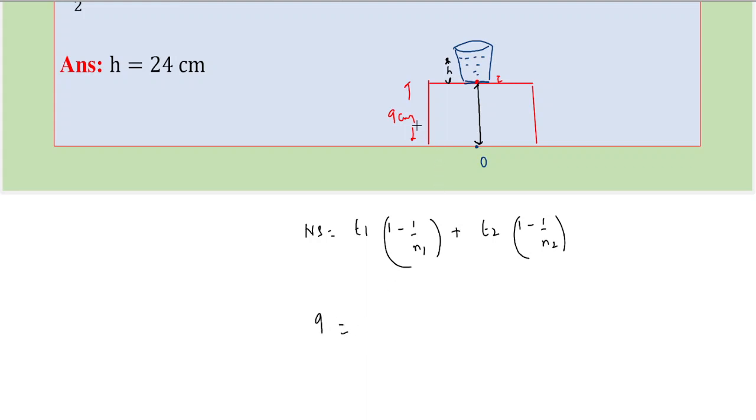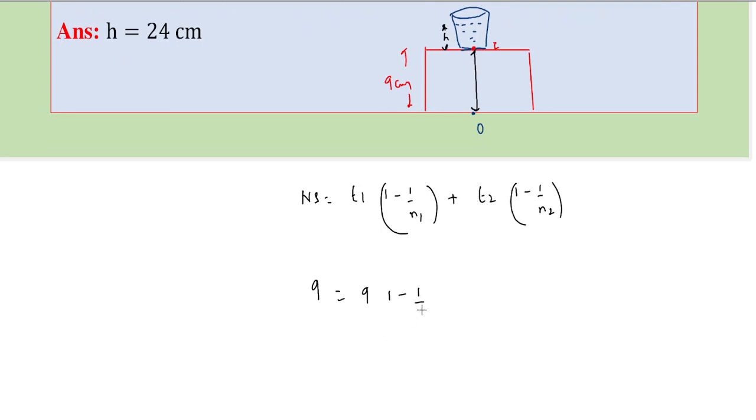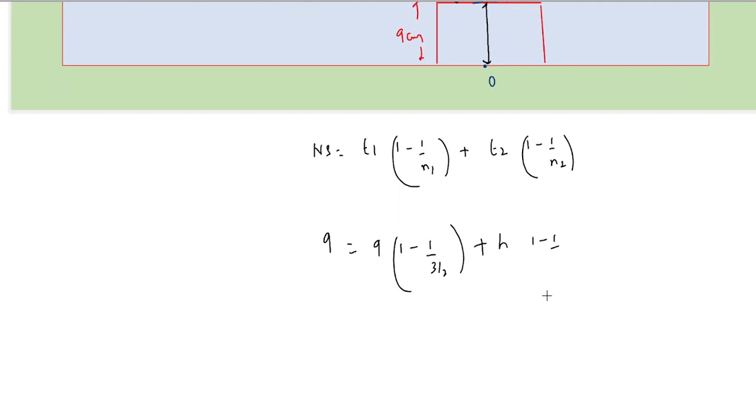And the thickness of the first medium, if you call this glass, is 9, so it will be 9 into (1 minus 1 by 3 by 2), since for glass the refractive index is 3 by 2, plus, this is unknown, so we call the depth h, h into (1 minus 1 by the medium here). The material here is water, whose refractive index is 4 by 3, so it becomes 1 minus 1 by 4 by 3.